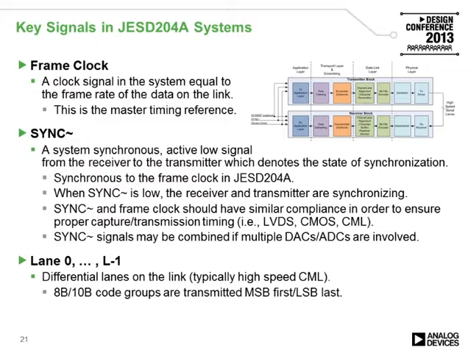The SYNC~ and frame clock should have similar compliance to ensure proper capture and transmission timing. For example, LVDS, CMOS or CML could be used as long as both SYNC~ and frame clock utilize the same signal type. Lanes are defined from lane 0 to lane L-1. These are the differential lanes that exist on the JESD204A link. Due to the high speed of data transfer, these are typically high-speed CML.